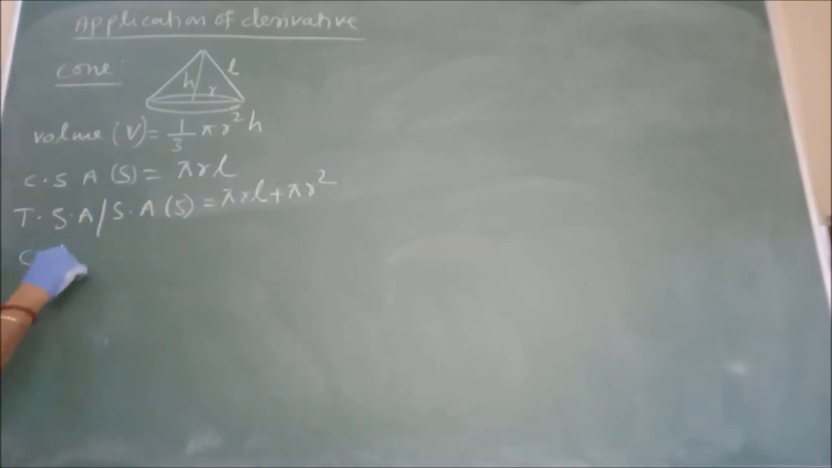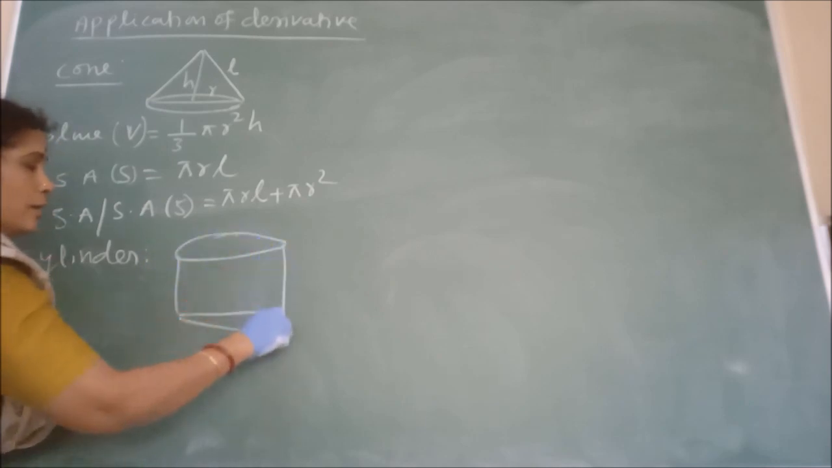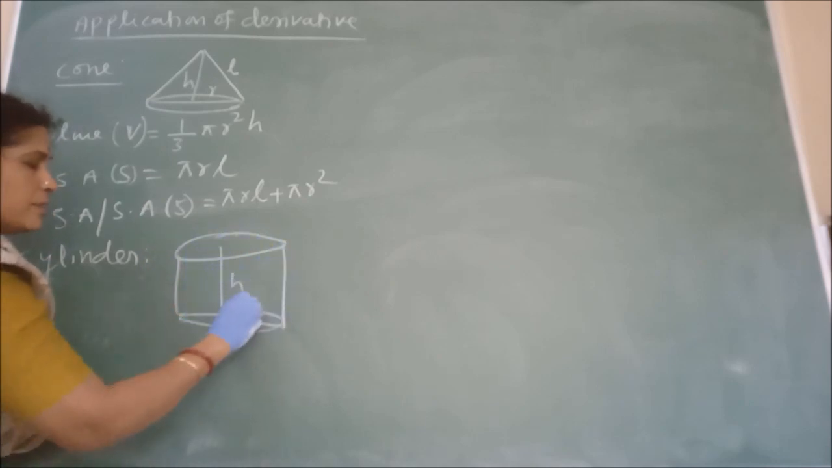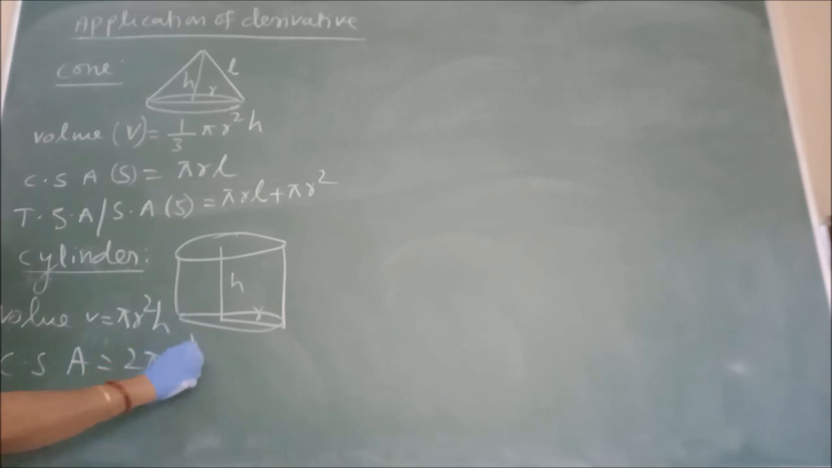Now cylinder. We have a cylinder shape, like this. This is the height and this is the radius. The volume of a cylinder is equal to pi r square h. Now, what is the curved surface area? Curved surface area is 2 pi r h.